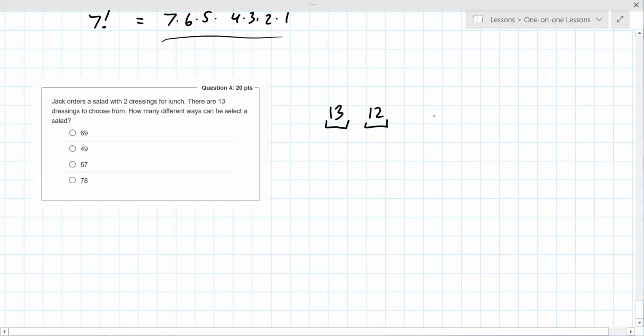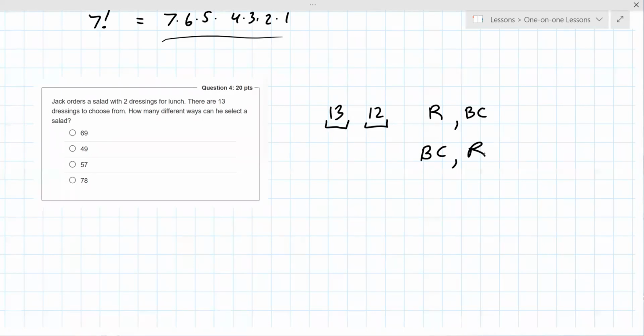Why isn't it that? Let's say he wanted ranch and blue cheese on his salad, and another way he chose blue cheese and ranch. Does the salad still contain the same amount of dressing on it? Yes, it would. See how these are the same, they're just switched.